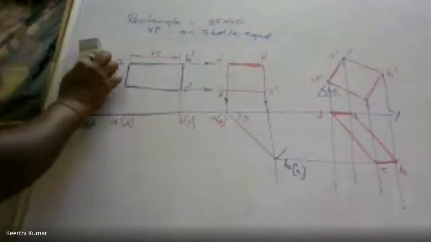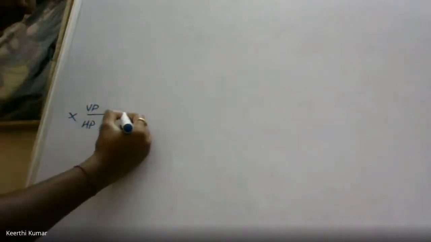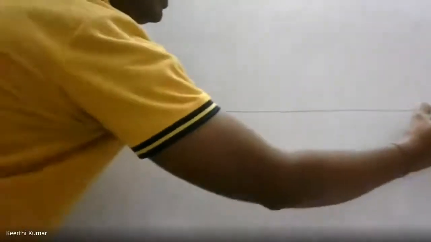So first, as usual, I'll make a note. What is the given lamina? What is it resting on, VP or HP, and whether it is resting on one of its sides or corner. If you know that, the first position will be easy. So as it is, I'll complete that.